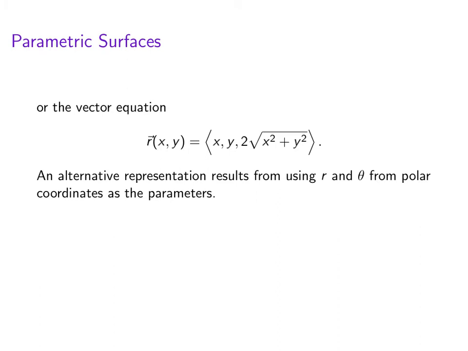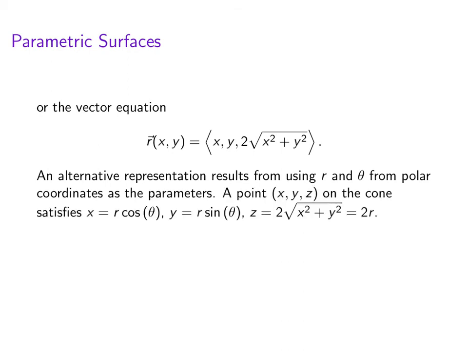Now there's an alternative representation. What we can do is use r and theta from polar coordinates as our parameters. So what we can do now is to say that a point x, y, z on the cone satisfies x equals r cosine theta, y equals r sine theta, and then when we plug all those into z, we'll get z equals 2r.